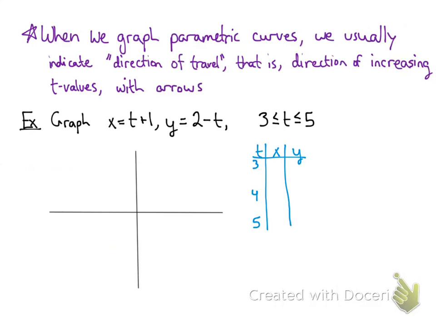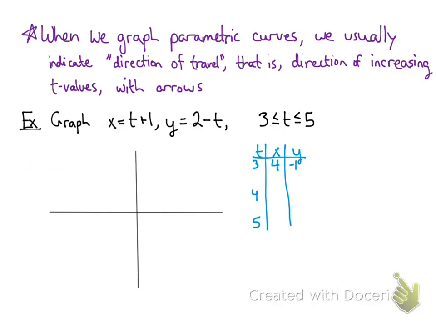So if 3, 4, and 5 isn't enough information for me to figure out what the graph looks like, I could put in 3.5 for t and 4.5 and any more I want. But 3, 4, and 5 will be enough here. Then I plug in, if t is 3, x is t plus 1, so x is 4, and y is 2 minus t, so 2 minus 3, that's negative 1.